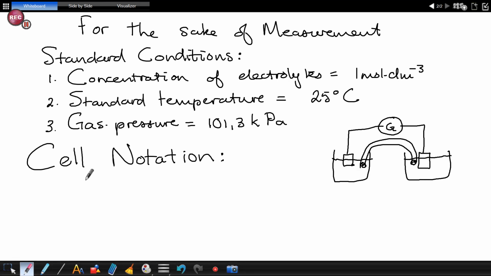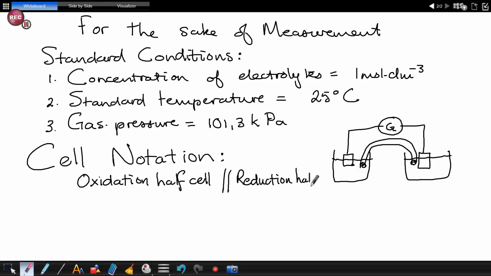With the cell notation, the oxidation half cell is always written on the left-hand side. It's easy to remember because O comes before R in the alphabet. So, the reduction half cell is on the right. What happens in the reduction half cell is written last.